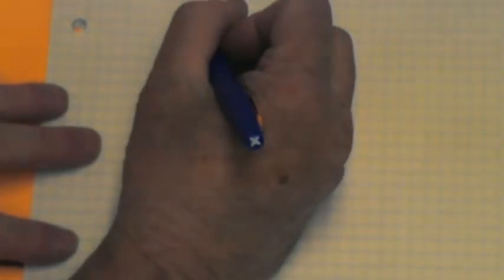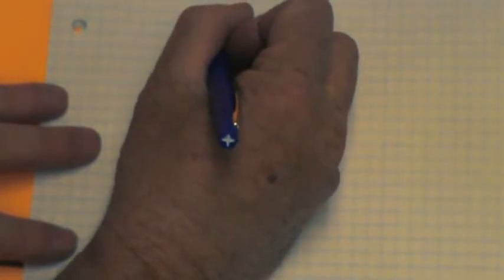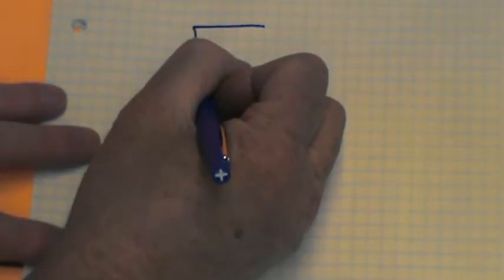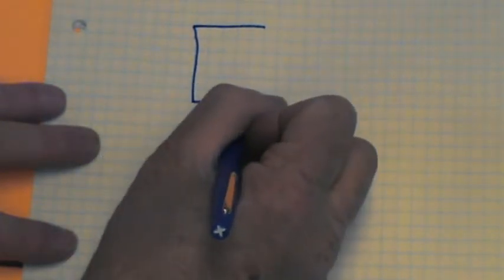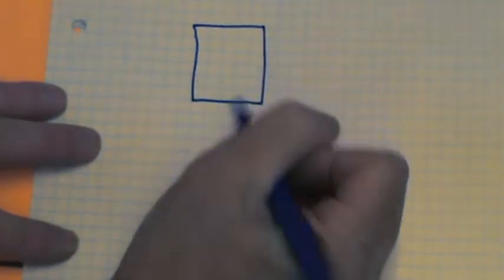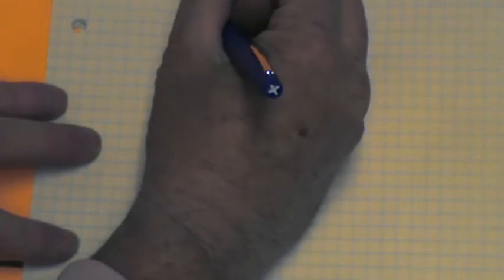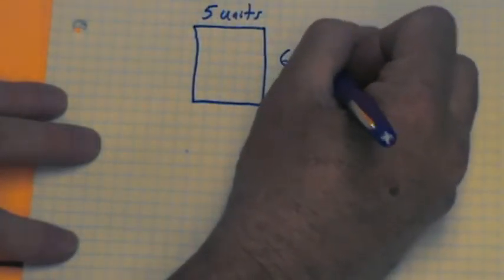Let's do... I kind of already did this one, so I'm going to change it. Let's do 5 units: 1, 2, 3, 4, 5. And we'll do 6 this way: 1, 2, 3, 4, 5, 6. 1, 2, 3, 4, 5 units. 1, 2, 3, 4, 5, 6 units. So we got 5 by 6 units. So I'm going to label it 5 units and 6 units.